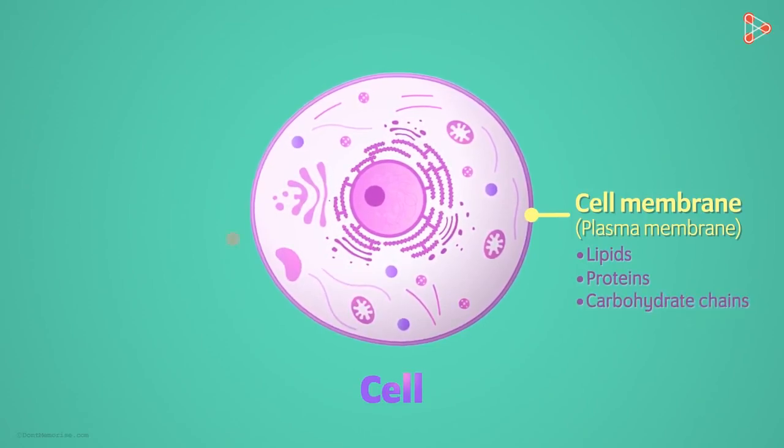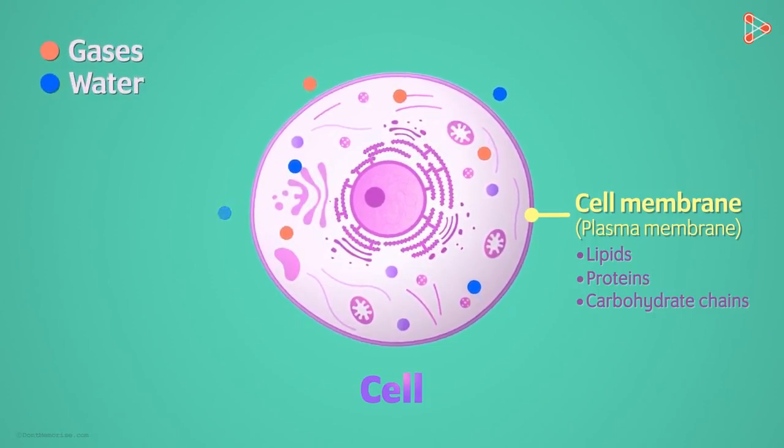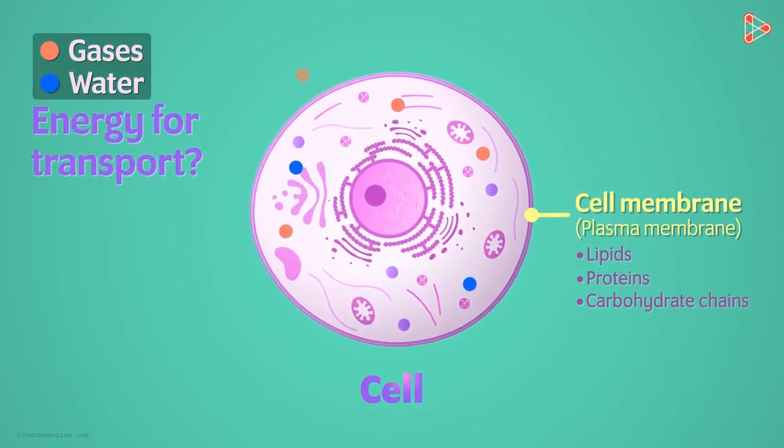There are two things that freely move in and out of the cell. Those include gases and water. Do you think these molecules need energy for traveling across the membrane? Let's take a simple example to understand what exactly happens in this case.